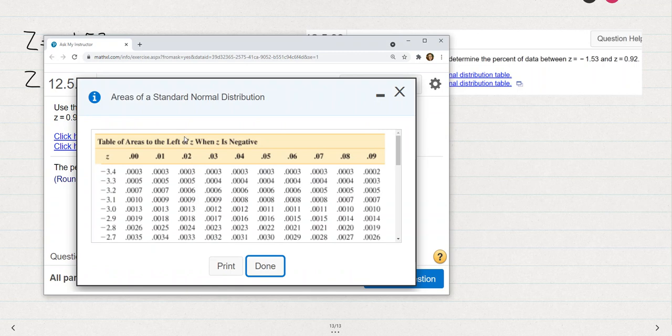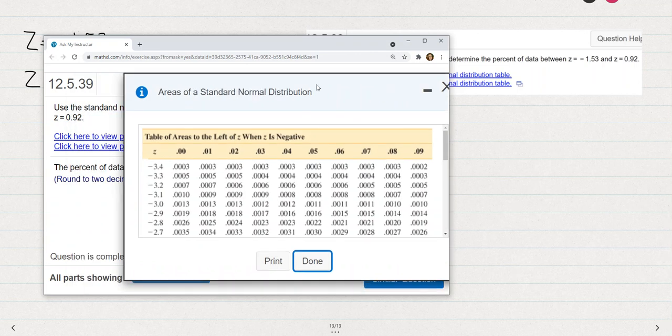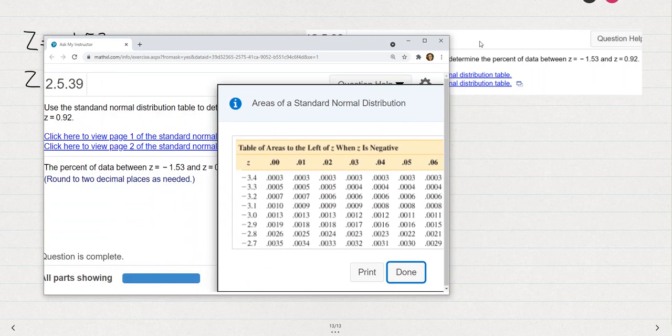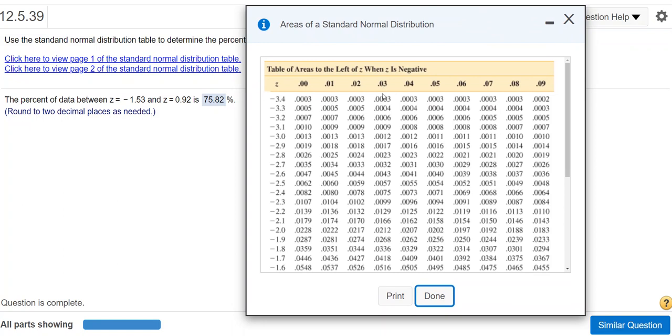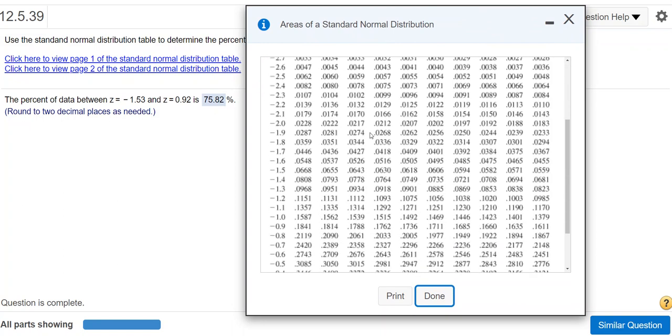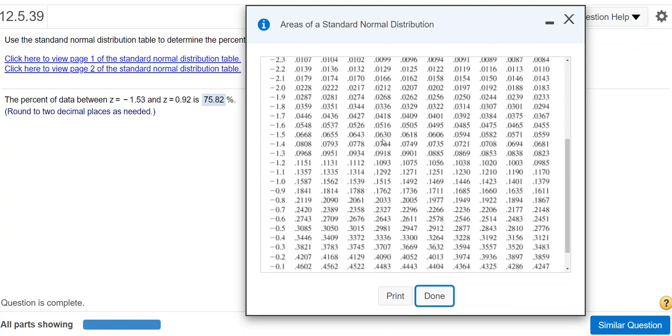I'm going to start by pulling up the table. Let me make this a little bigger so we can see this. For z equals negative 1.53, I'm going to hold the mouse here in the 0.03 column so that as I scroll down, I can see which one it is. And I see that it's 0.0630. So what this tells me is that 6%, because if I move this decimal 2 to the right, approximately 6% of the data lies to the left of this z-score.